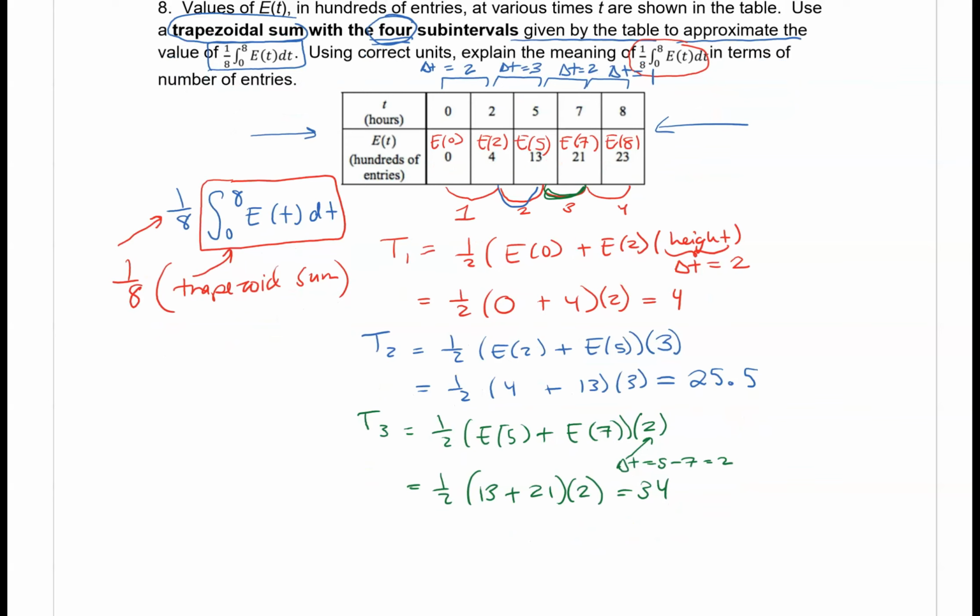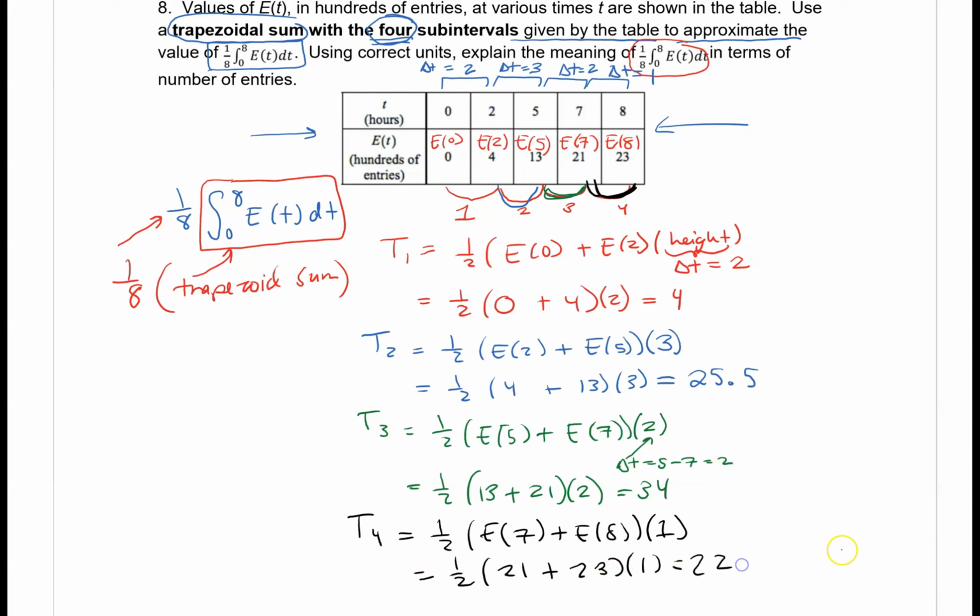And then lastly, the fourth trapezoid is the one between 7 and 8. So it's 1/2 (E(7) plus E(8)) times the difference between 7 and 8, which would be the height of that trapezoid, which is 1. And so that's 1/2 (21 plus 23) times 1. And that's 22. So to find my trapezoidal sum, I add up the different trapezoid areas that I found.